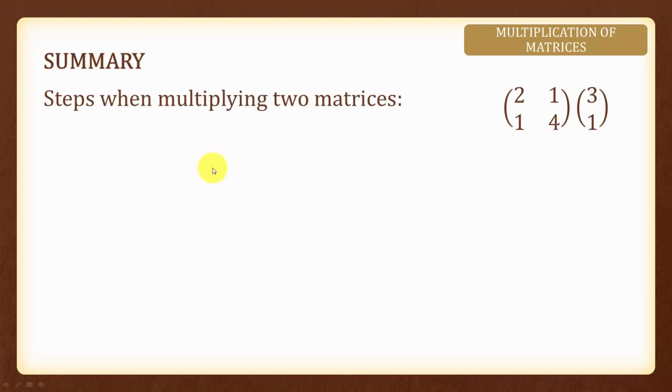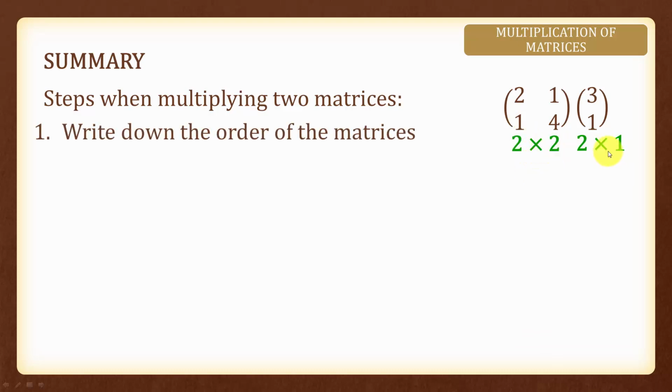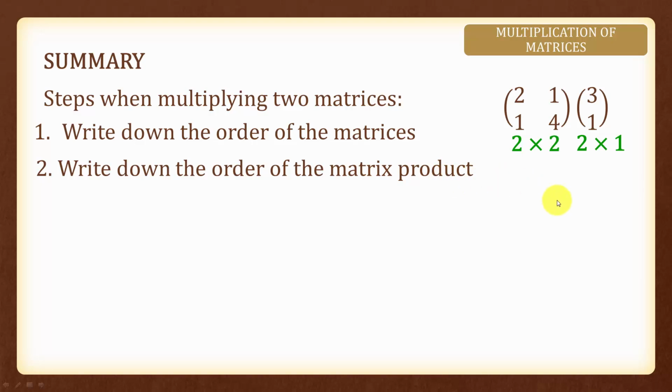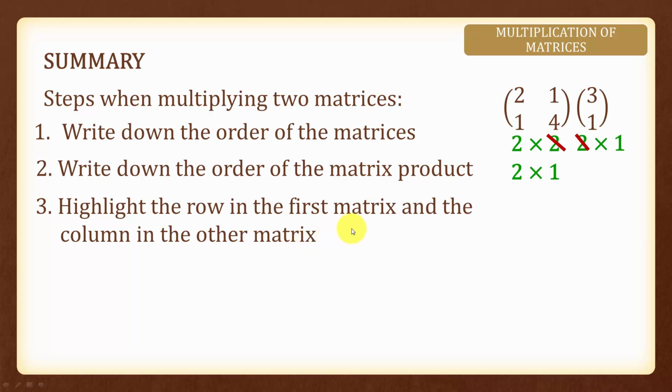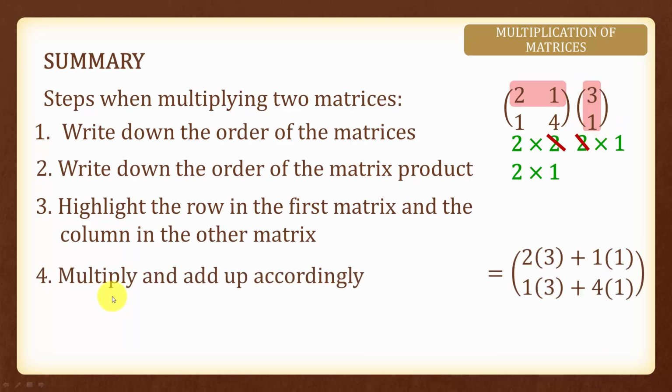In summary, when we multiply two matrices, we will first write down the order of the matrix, and we'll write down the order of the matrix product. Next, we will highlight the row in the first matrix and the column in the other matrix to remind us that we will always use the row in the first matrix to multiply by the columns in the other matrix. Then we will multiply and add up accordingly. Finally, we will simplify to give us the answer for the matrix product. And that's all for this topic.